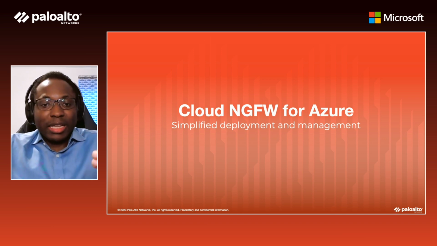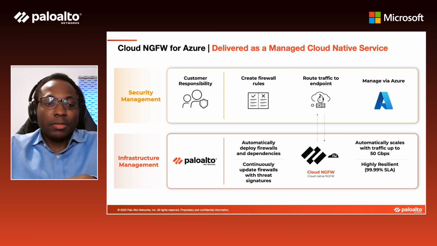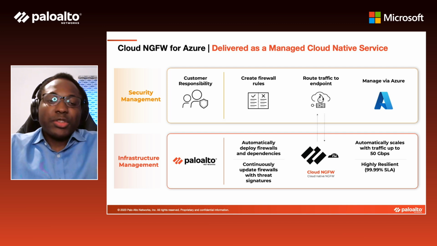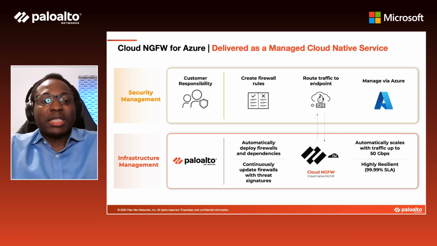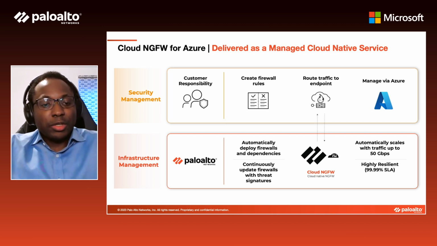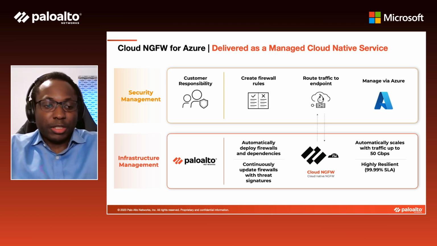Now, let's talk about the Cloud Next Generation Firewall deployment and management in the Azure cloud. The Cloud Next Generation Firewall for Azure is delivered as a native Azure service. What that means to you as a customer or as an organization is that you no longer have to manage infrastructure in order for you to implement cloud network security. All the management overhead is now removed. This gives you as a practitioner the time back that you need to really focus on the real business impacting priorities and not spend a lot of your time just managing infrastructure. All you have to do is focus on managing your security policies.